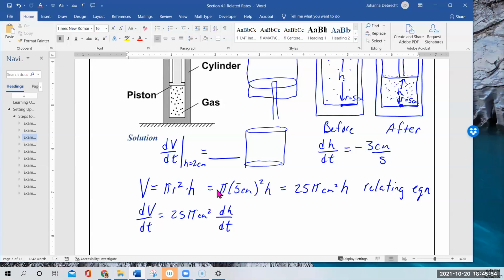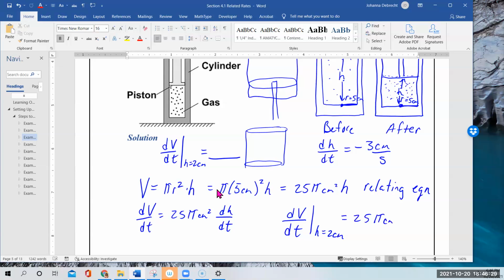Now that we have this, we can plug in the particular situation we're looking for, the change in volume with respect to time when height is equal to 2 centimeters. Notice in the equation, though, that height doesn't actually enter into it. It only is dependent on the rate of change of height with respect to time. It wouldn't matter if the height was 2 centimeters from the bottom or 4 centimeters. The change in volume only depends on the change in height with respect to time.